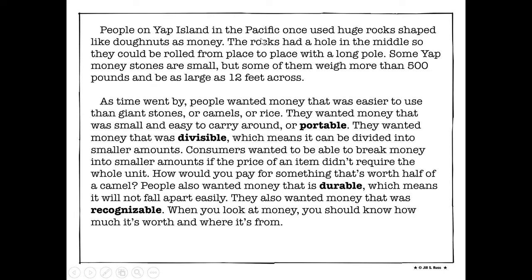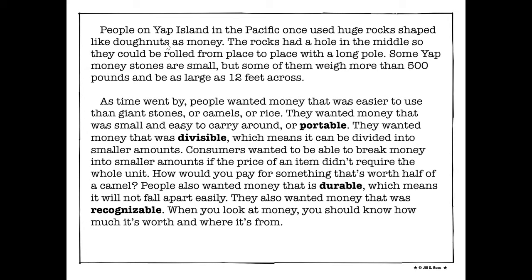People on Yap Island in the Pacific once used huge rocks shaped like donuts as money. Can you guys imagine having to roll around a huge rock to pay for something? The rocks had a hole in the middle so they could be rolled from place to place with a long pole. Some Yap money stones are small, but some of them weigh more than 500 pounds and can be as large as 12 feet across. I don't know about you, but I don't think I want to take around a 500-pound rock with me everywhere to pay for something.